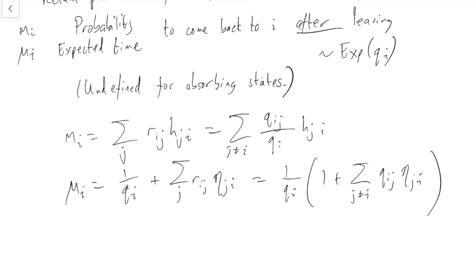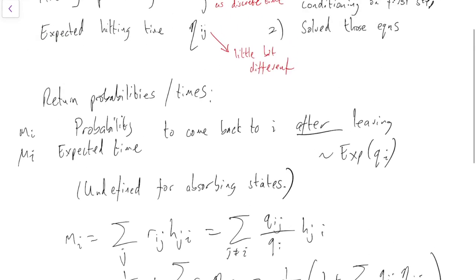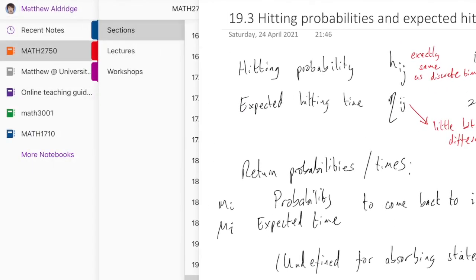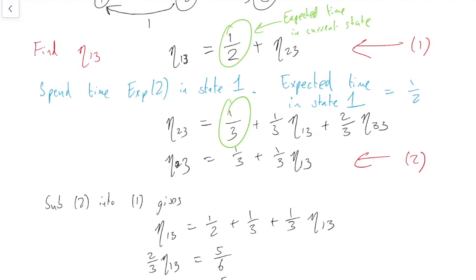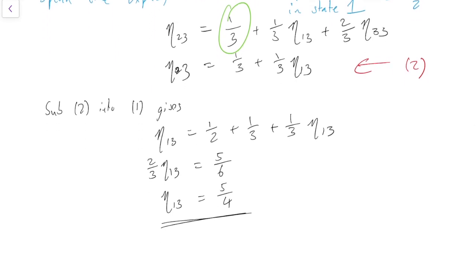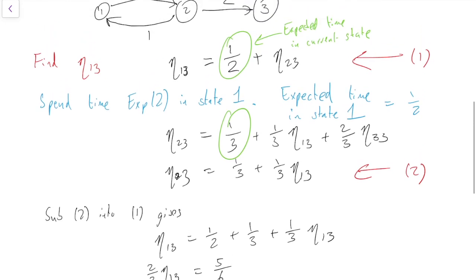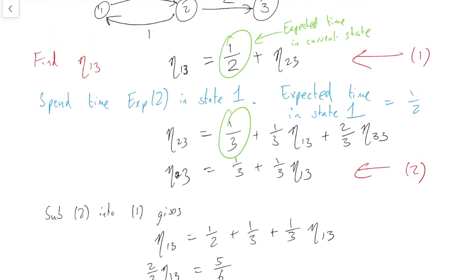But as before, remember how we said in discrete time, you don't bother to remember these equations. There's nothing worth remembering here. It's always just that you condition on the first step and write down equations and see what you get. And so the important thing was the examples that we saw, about remembering that hitting probabilities are the same as discrete time, but for expected hitting times, you just have to remember that we spend a random amount of time in the current state.